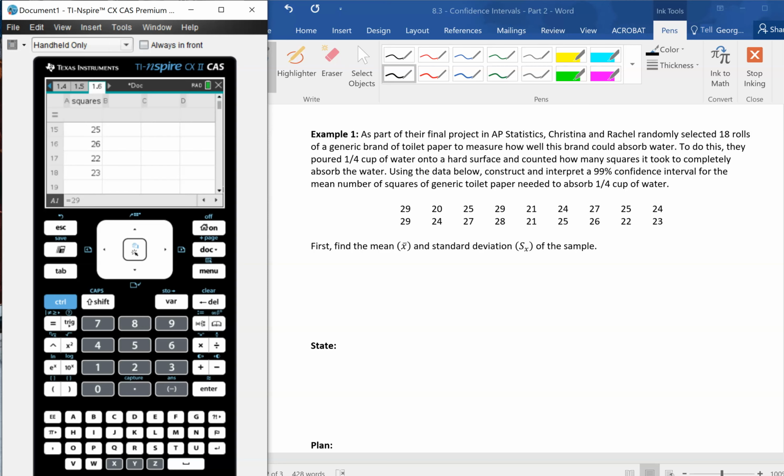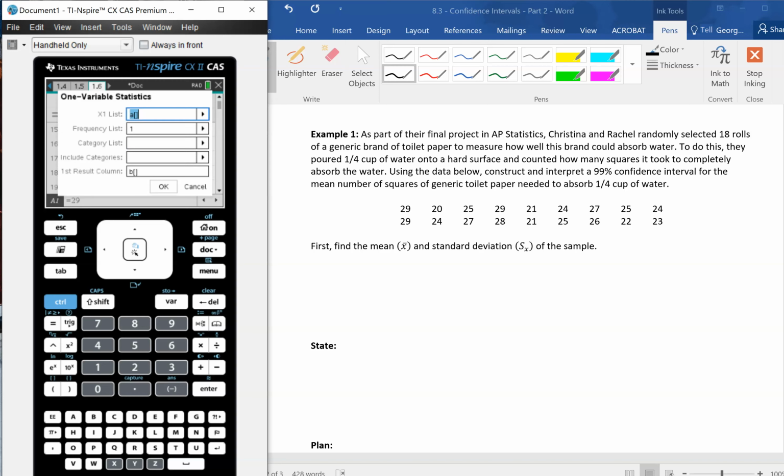Then to get our actual calculations, you're going to hit menu 4 1 1, and that's going to pull up our one variable statistics. We have one list of data. Then you want to tell it what you're looking at, so we're looking at squares of toilet paper, and you want your first result column to say B. It's just going to put it in column B. If you want to put it in column C, put C there. It doesn't matter. Leave everything else blank, and then we're going to hit OK.